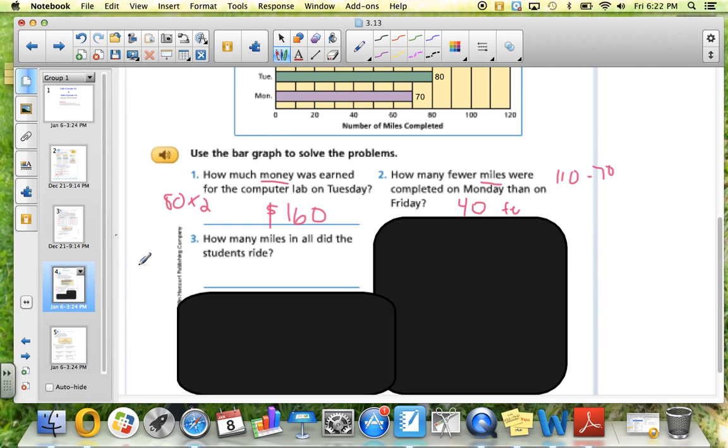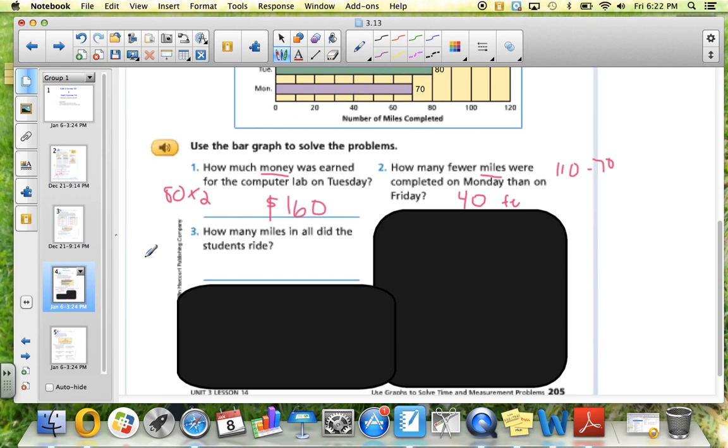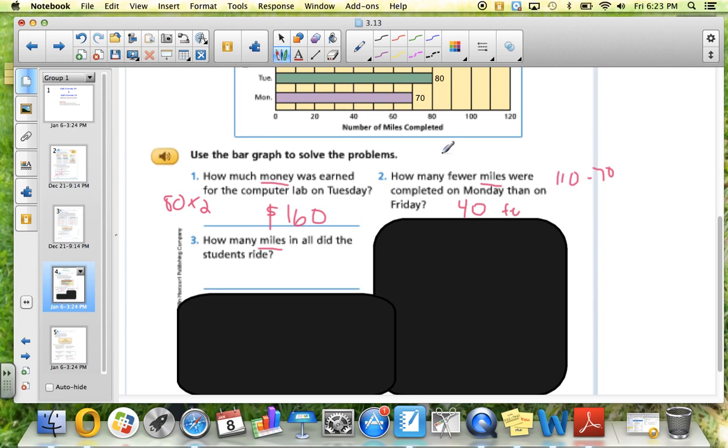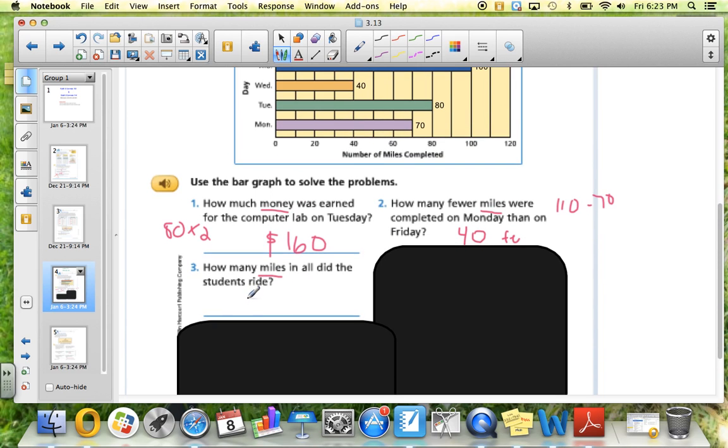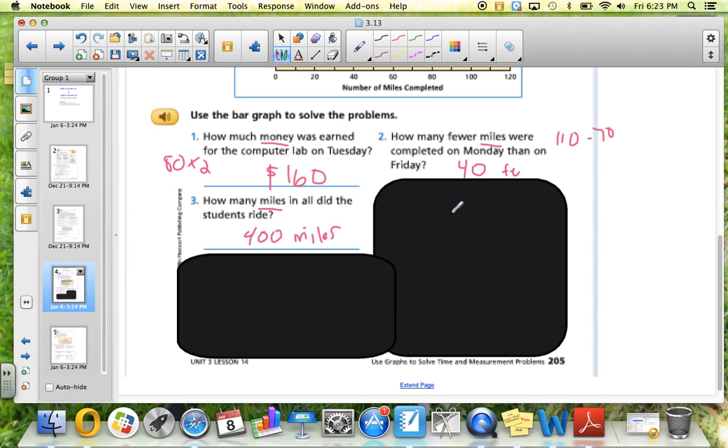Okay, so number 3. How many miles in all did the students ride? It's asking us for miles again, so we're not going to multiply it by 2. And it's asking us for the total of all of the miles together. So when we take all these numbers we have up here and add them up, we will get the total number of 400 miles.